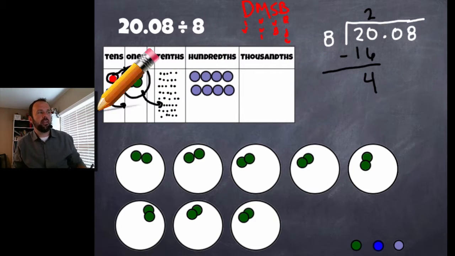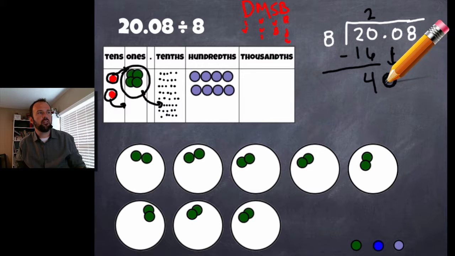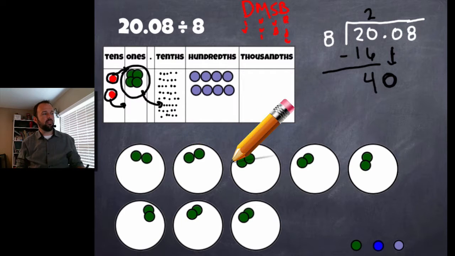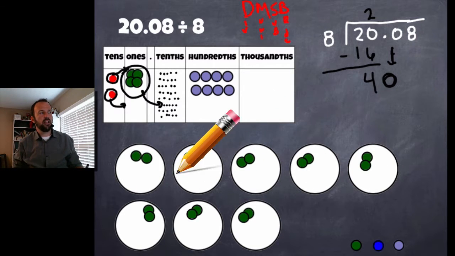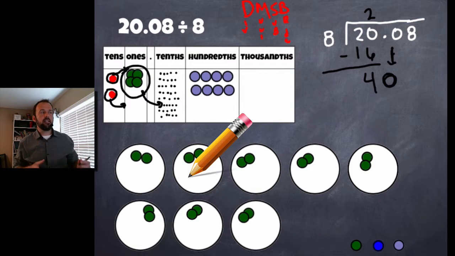And the reason being is because, as we would see over here, I would have to bring down this 0, and I would end up with 40, okay? So now I'm just subtracting through and I'm dividing through. So 40 tenths, and I'm going to divide those up into 8 groups. How many tenths can I put evenly into each group?